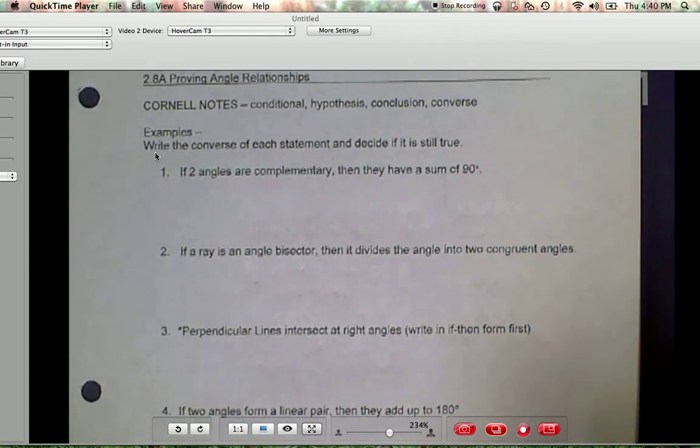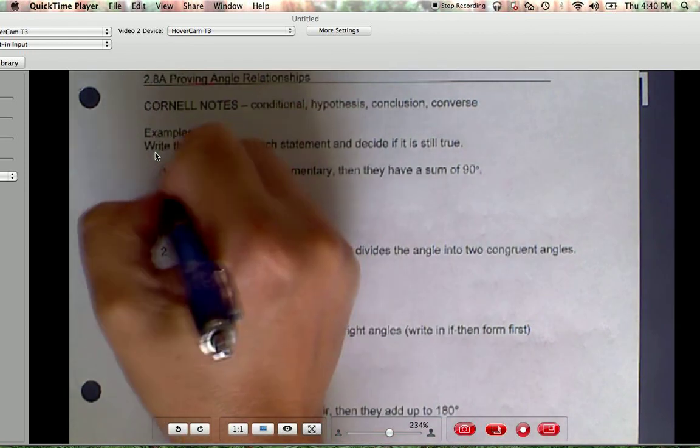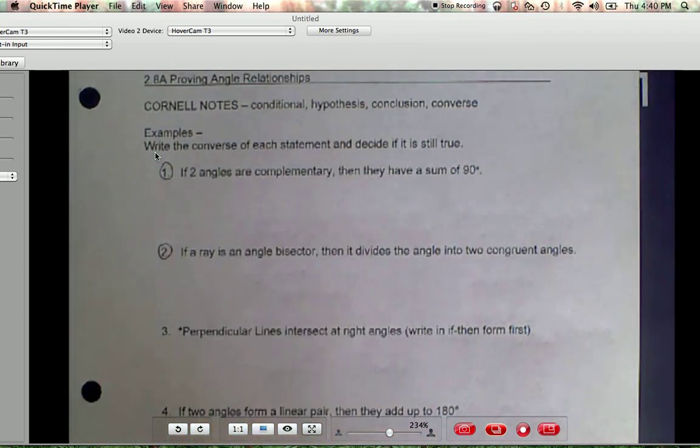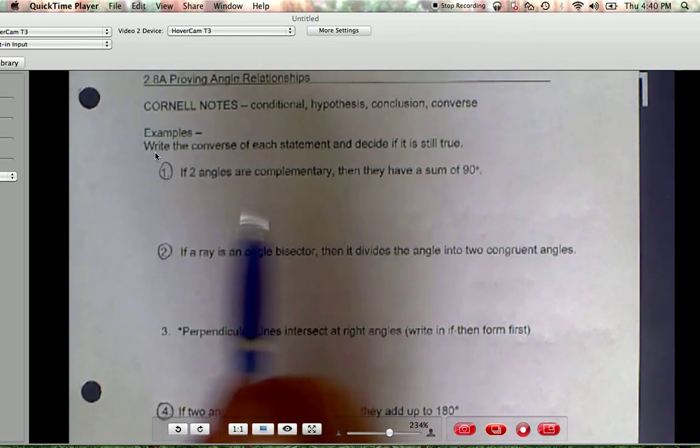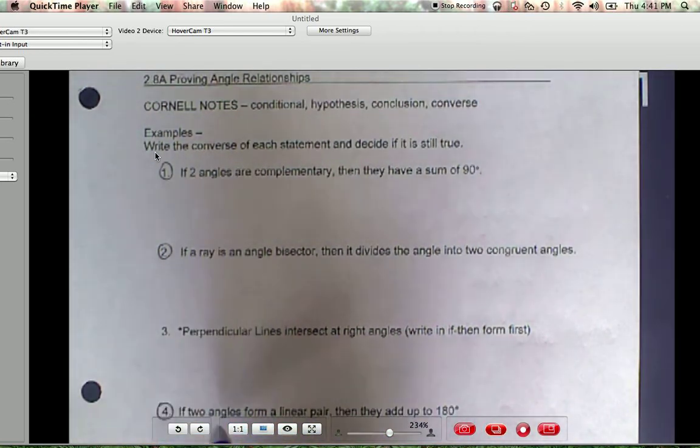So the first couple examples say, write the converse of each statement and decide if it is still true. So what I'd like you to do actually is do number 1, 2, and 4. Write the converse of each of these statements and decide if the converse is true.